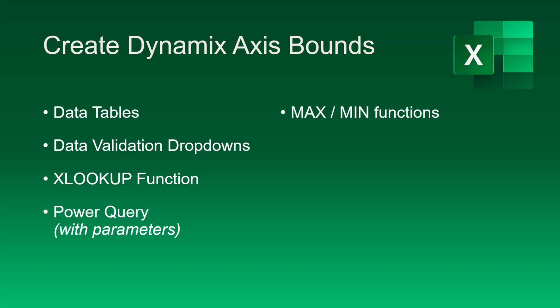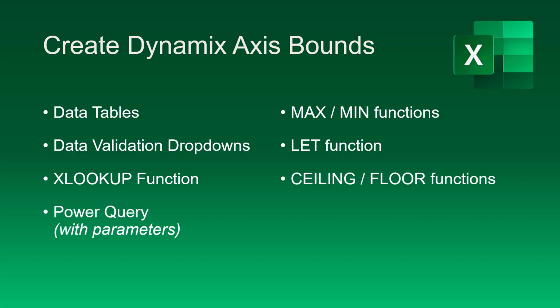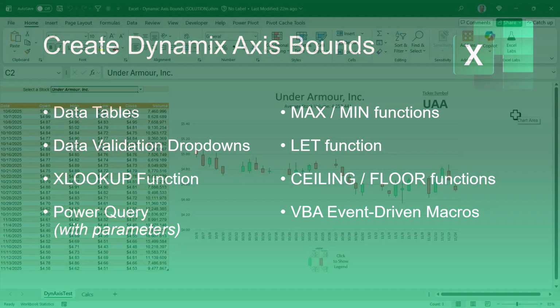We'll use a min and a max function to find the lowest and highest sale value over the entire 30-day period. We'll use a LET function to simplify a formula that uses CEILING and FLOOR functions to calculate the proper axis bounds based on those max and min results. And all of this is going to be driven automatically using an event-driven macro. So the moment the user chooses a company from the data validation dropdown list, this entire process happens automatically.